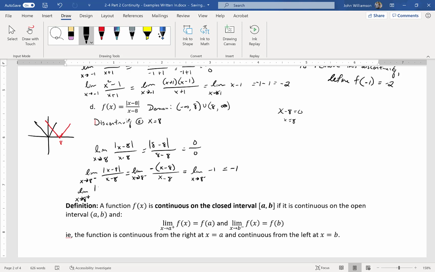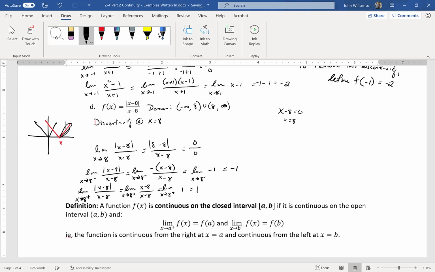So this is absolute value x minus 8 over x minus 8. Now we're over here. We're on the right-hand side. So we can rewrite absolute value of x minus 8 as the positive side, x minus 8 over x minus 8. Well, guess what? Again, they cancel, so this becomes limit as x is approaching 8 from the right of 1, which is 1.